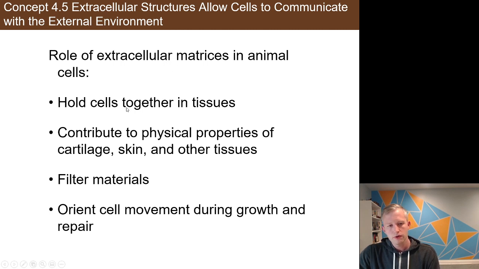So its role here, it holds tissues together. We'll talk about the different ways that it does that. It helps to contribute to the physical properties of cartilage, skin, and other tissues. These are supportive tissues that take on very specific shapes for their own functions. And so the extracellular matrix sort of helps, kind of like the cell wall, to define what the shape of these things are. It can help to filter materials, orient cell movement during growth and repair.